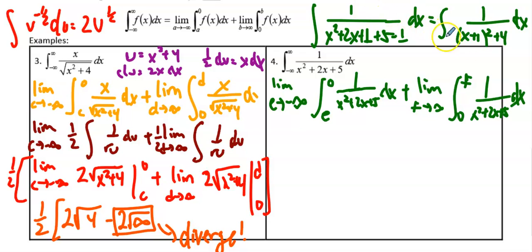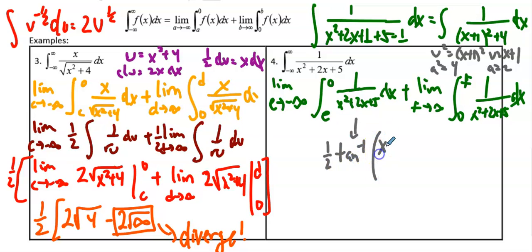Really quick refresher on this. u squared is going to be x plus 1 squared. a squared is going to be 4. u is going to be equal to x plus 1. a is going to be equal to 2. And du would be equal to 1, but that doesn't really matter for this particular problem. So when we do this integration, it's going to end up being 1/2 arctangent of x plus 1 all over 2. Okay, so that's going to be the integration for that particular problem.